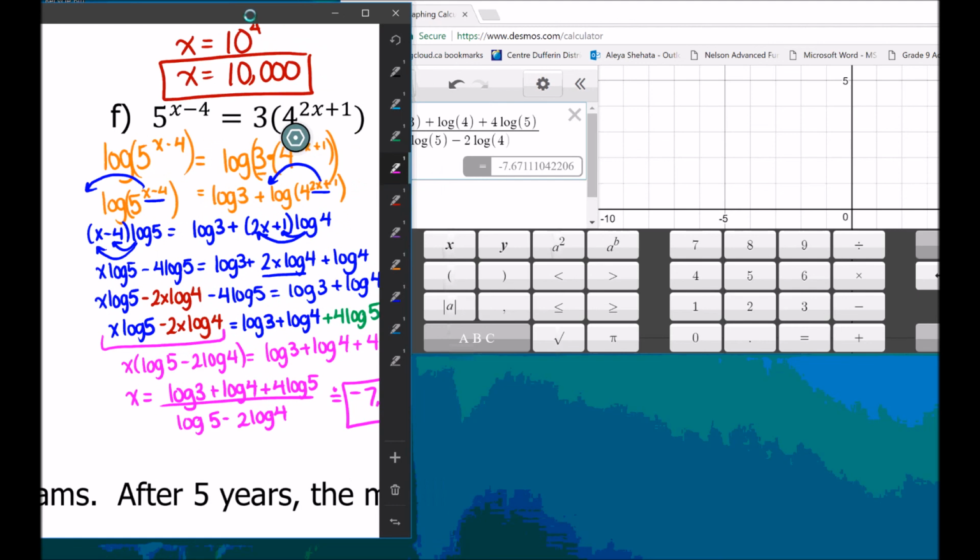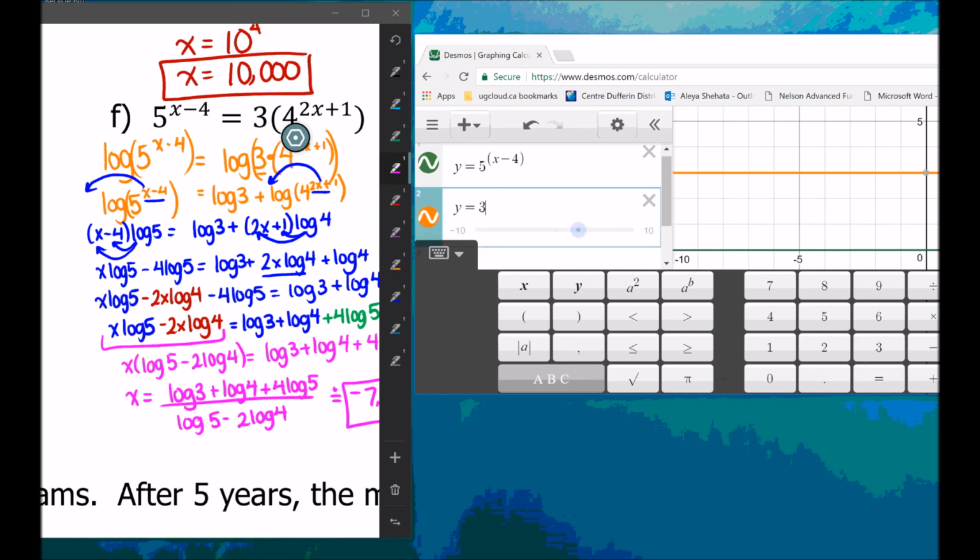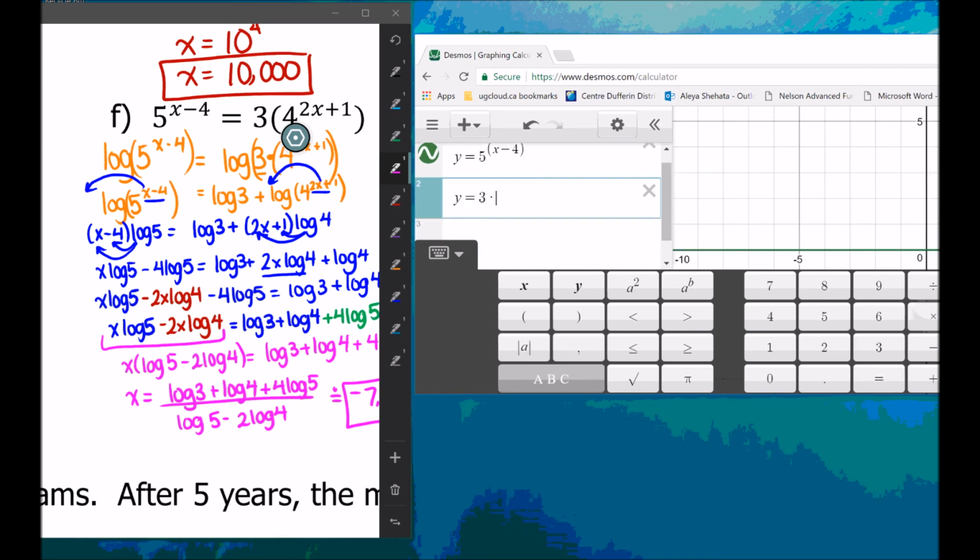We're going to graph out both of these equations right here. Okay, so for my first equation, I'm going to say y equals 5 to the power of... Now, don't forget, Desmos is really picky about having your exponents in brackets. And then my other equation is going to be y equals 3 times 4 to the power of, in brackets, 2x plus 1.